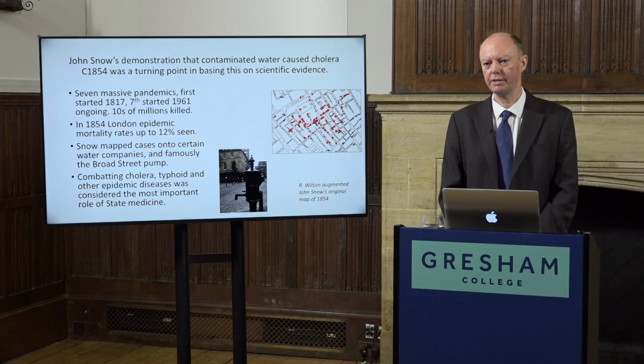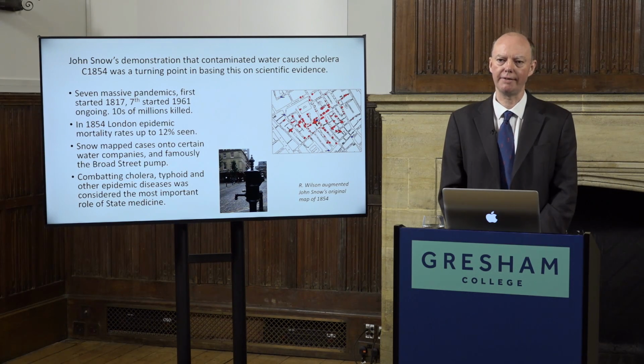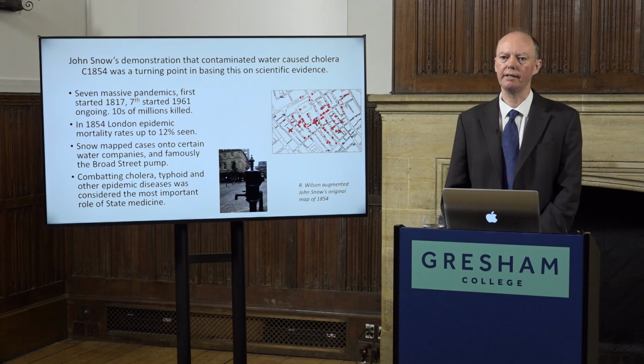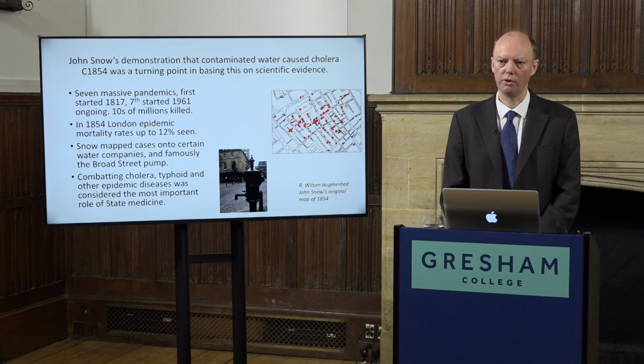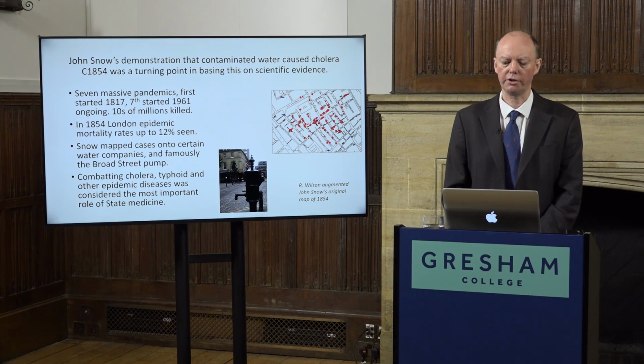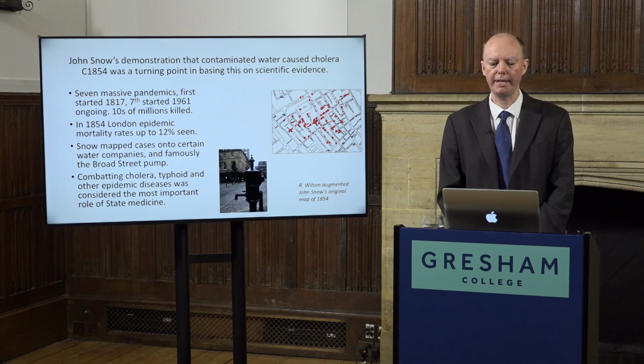John Snow's demonstration that contaminated water caused cholera in 1854 was a turning point in turning this from it makes sense to the general population into basing it on what we would now see as scientific evidence. This was really the beginning of epidemics being seen by epidemiology, a branch of science that looks at large-scale infections and other non-communicable diseases. Now, the history of this is probably just worth briefly repeating.